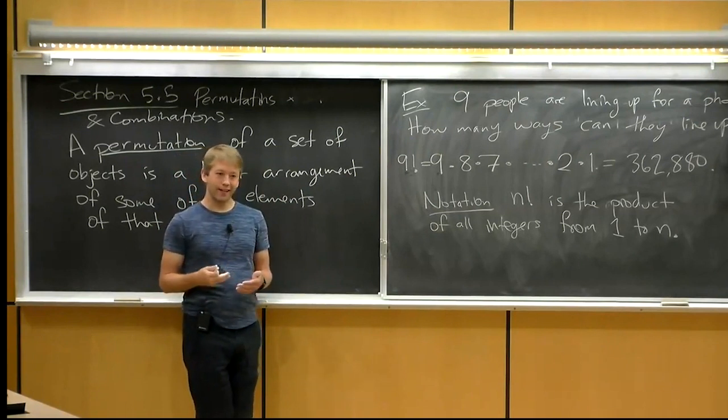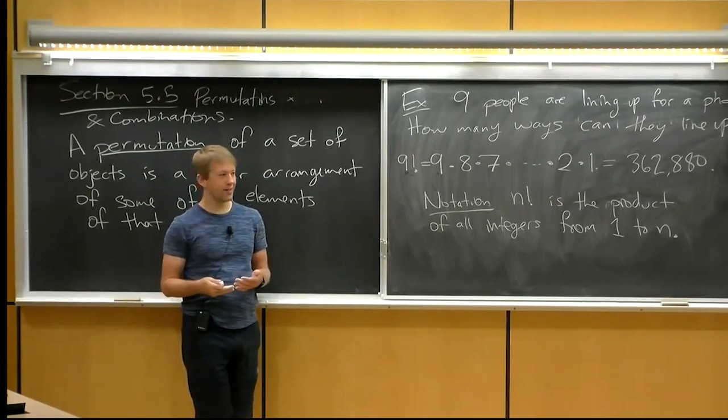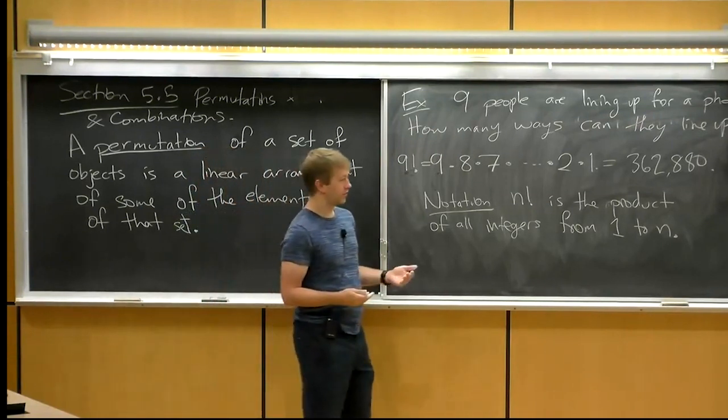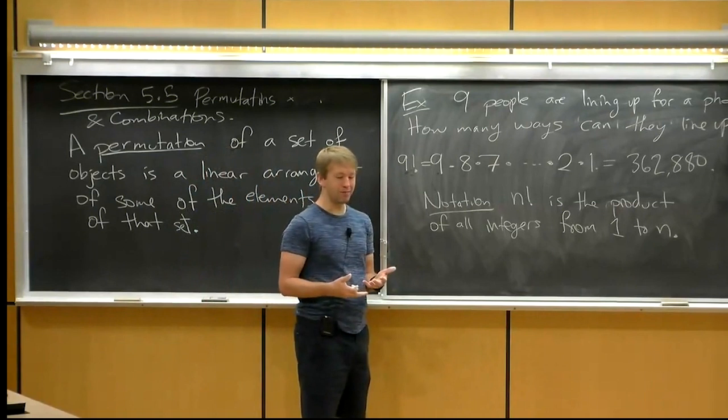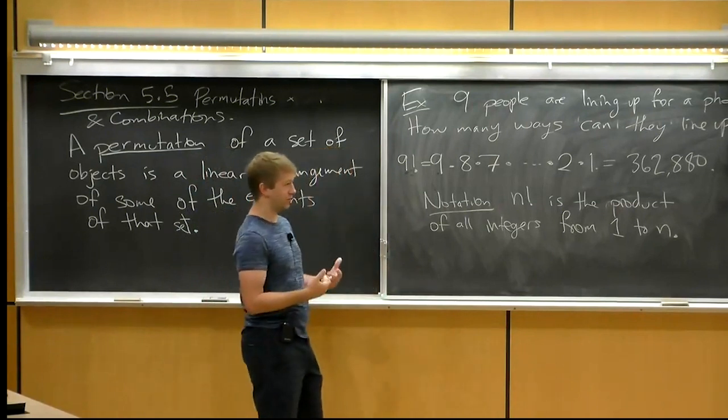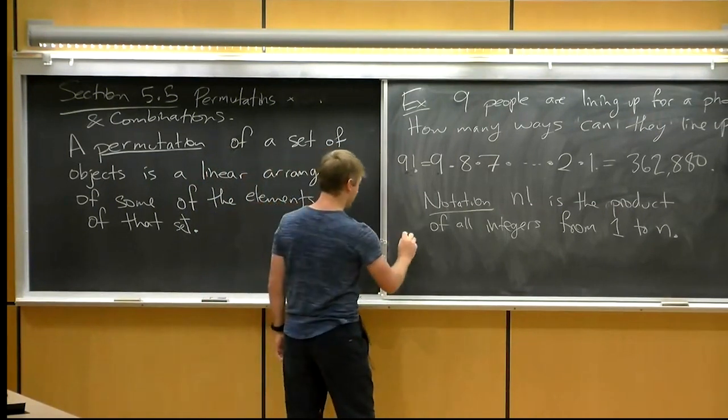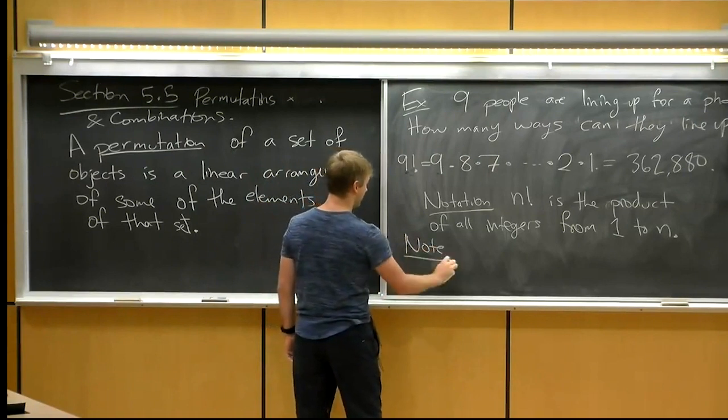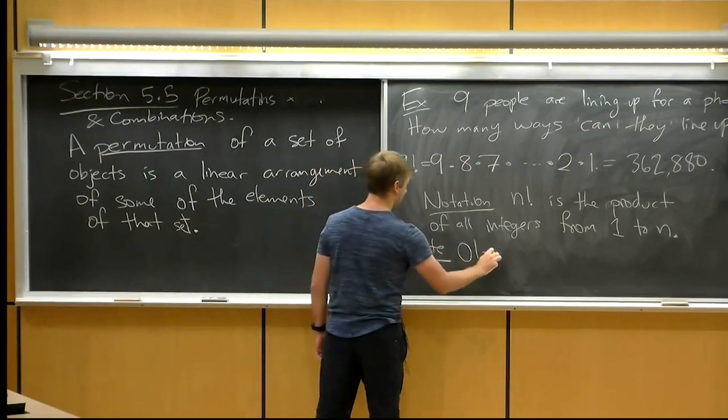One slightly weird case is 0 factorial, which looks like it maybe should be 0, but for technical reasons, it's better to define it to be 1. So 0 factorial is 1.